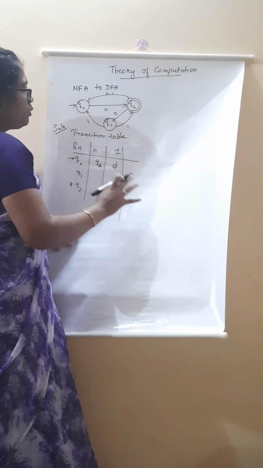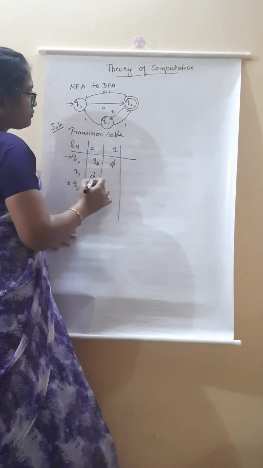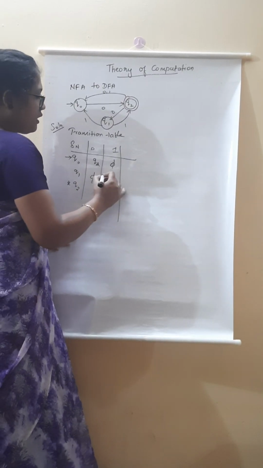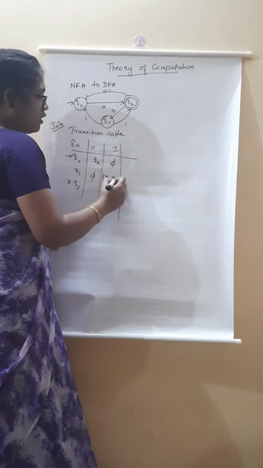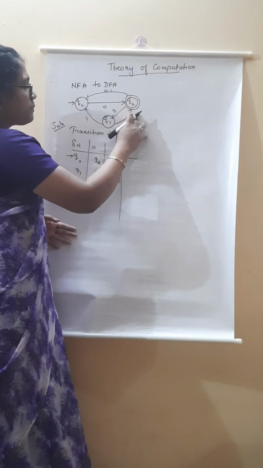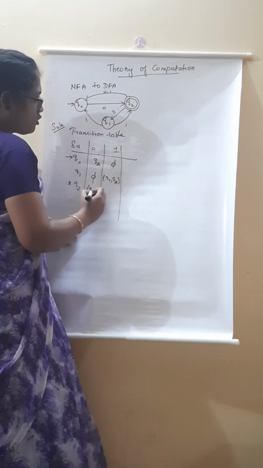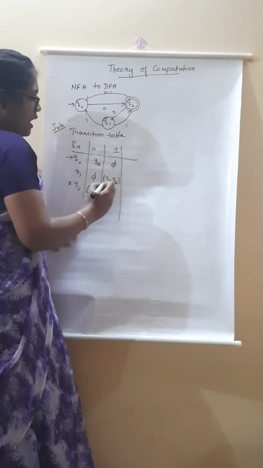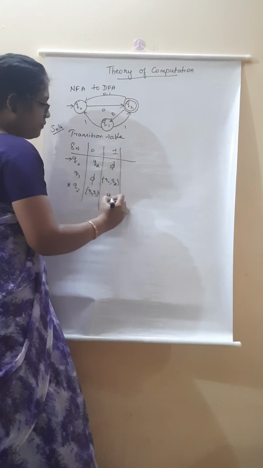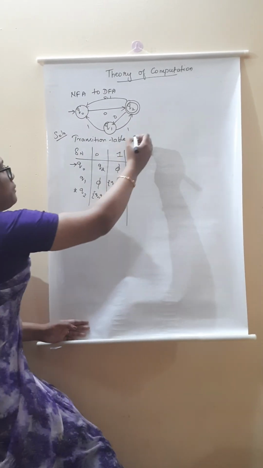Then Q1 with respect to 0, it is moving to null, so we can write it as phi. And then Q1 with respect to 1, it is moving to Q0 as well as Q2. So you have to join both the states and write it as Q0 comma Q2. Then again Q2 with respect to 0, it is moving to Q0 and Q1 as well, so we will be writing Q0 comma Q1. And Q2 with respect to 1, it is moving to Q0 alone, so you will be writing Q0 again. So this is your transition table for your NFA.